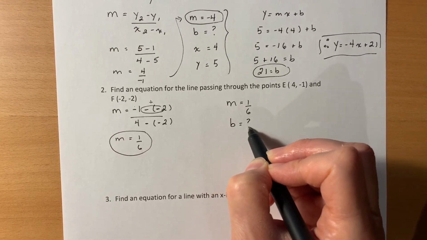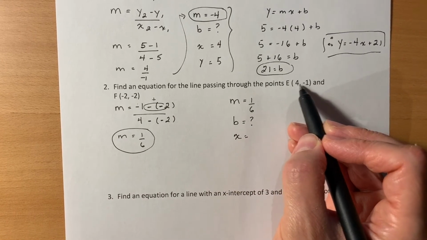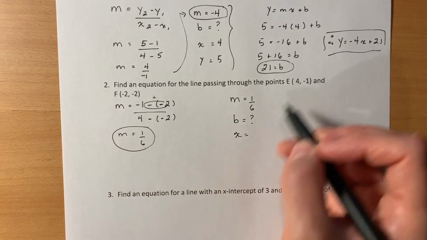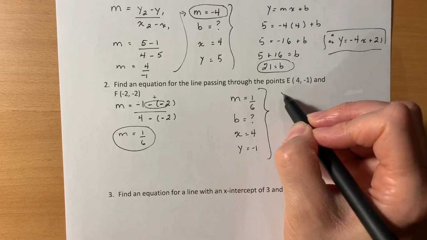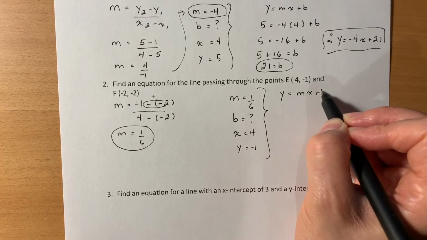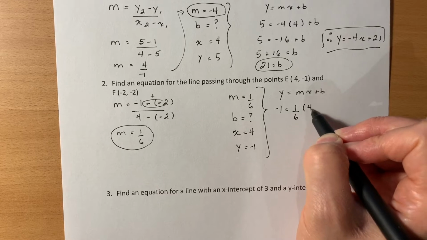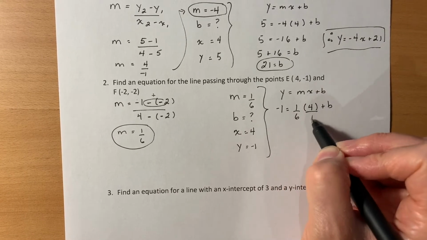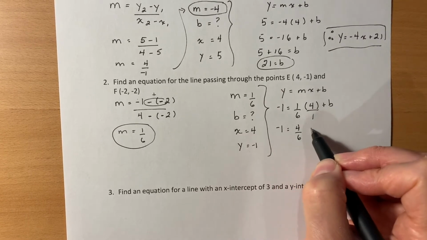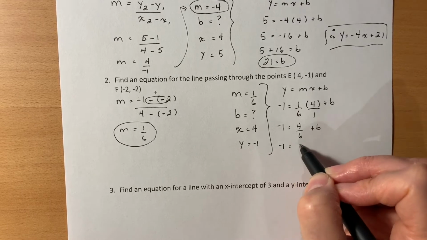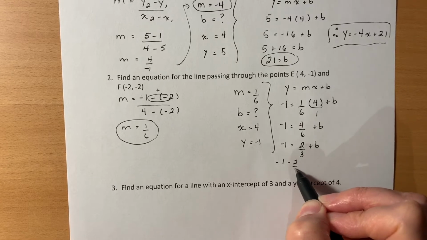B is what I need to algebraically figure out. I pick one of the x points and y points, either this one or this one. It doesn't matter which one, so I'm going to pick this one. X is 4, y is negative 1. I'm going to sub, again, everything into the equation y equals mx plus b. Negative 1 for y, 1 over 6 for m, x is 4. You multiply the fractions together, so multiply your numerators, multiply your denominators, reduce it to lowest terms. Okay, move the 2/3 over and remember to change the sign.